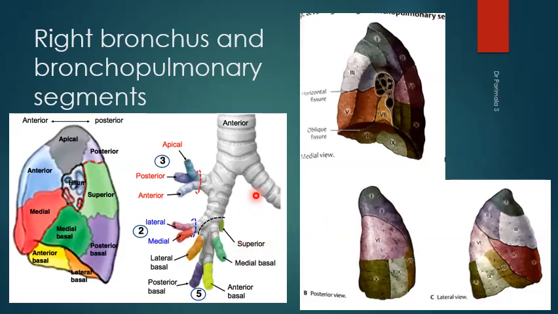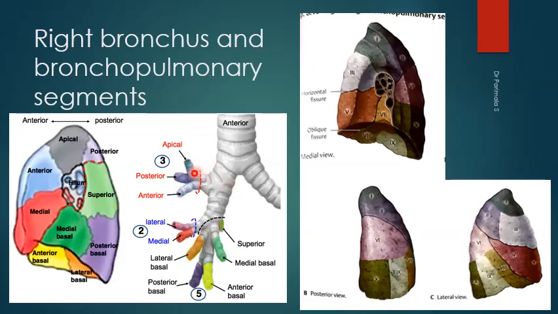Then how many bronchopulmonary segments are there on the right side and on the left side? So the distribution of the right principal bronchus. This is the right principal bronchus. So this is the upper lobe bronchus or the secondary bronchus or the lobar bronchus, right? This is the upper lobar, this is the middle lobar, and this is the lower lobar bronchus.